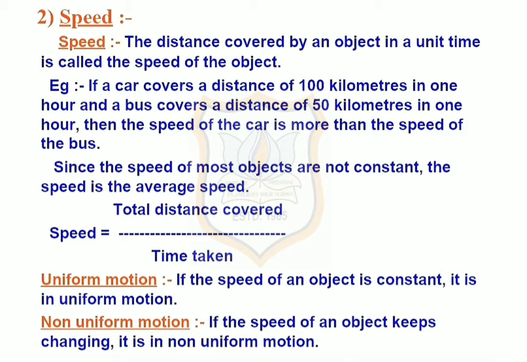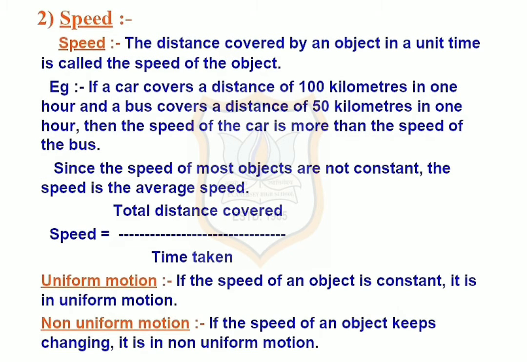For example, if a car covers a distance of 100 kilometers in 1 hour and a bus covers a distance of 50 kilometers in 1 hour, then the speed of the car is more than the speed of the bus. Since the speed of most objects is not constant, the speed is the average speed. The speed calculated here is actually the average speed of the car.